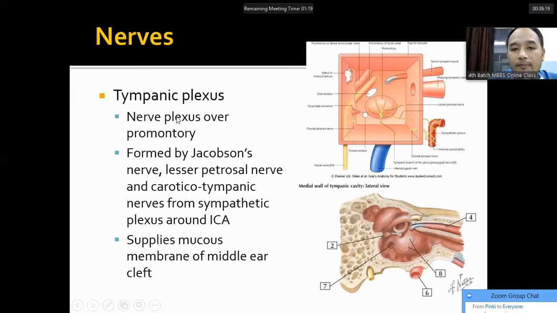And now the tympanic plexus. This is the nerve plexus over the promontory in the medial wall. It is formed by Jacobson's nerve, the tympanic branch of the glossopharyngeal nerve, the lesser petrosal nerve, and the caroticotympanic nerves from the sympathetic plexus around the ICA. The sympathetic plexus around the ICA enters the middle ear through the anterior wall and joins Jacobson's nerve and the lesser petrosal nerve. So this is the tympanic plexus over the promontory.